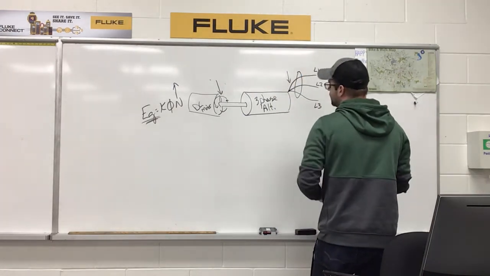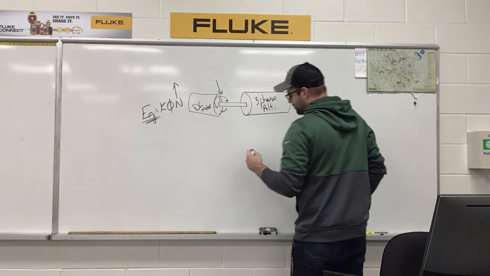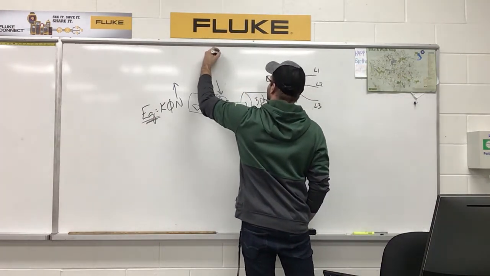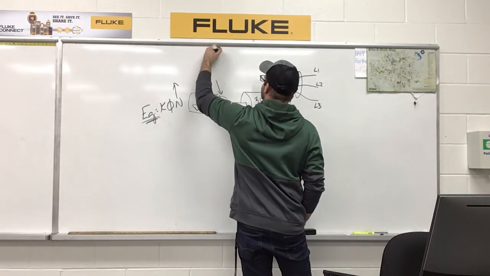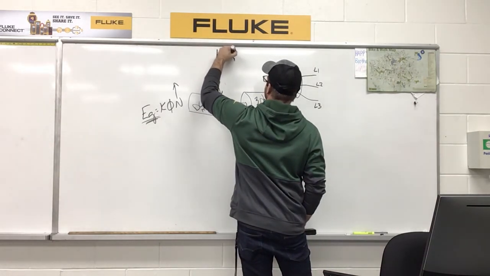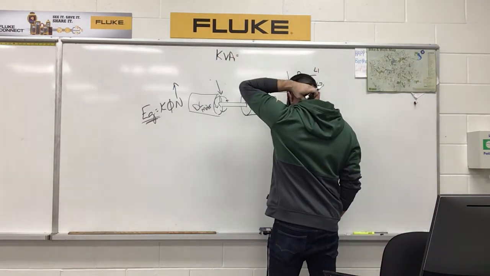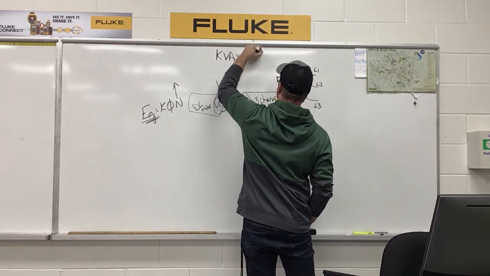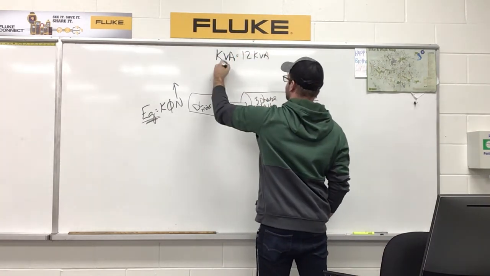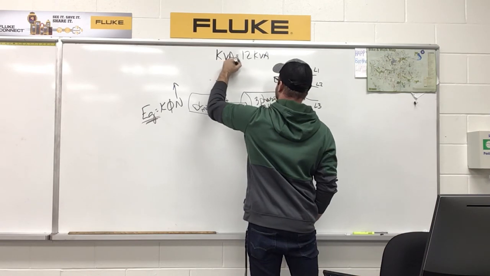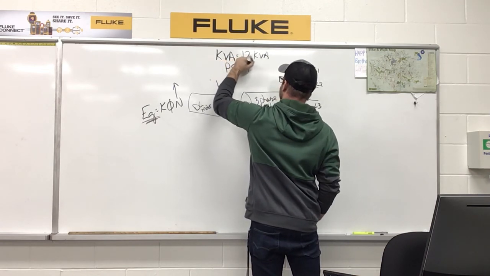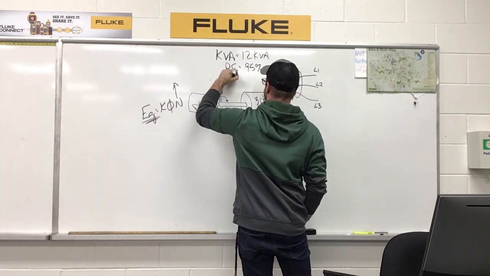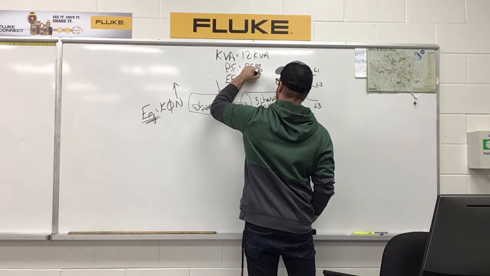So we are going to look at the question in mind. The output of our alternator is going to be 12 kVA, and we're going to have a power factor of 95%, and we're going to have an efficiency of 89%.